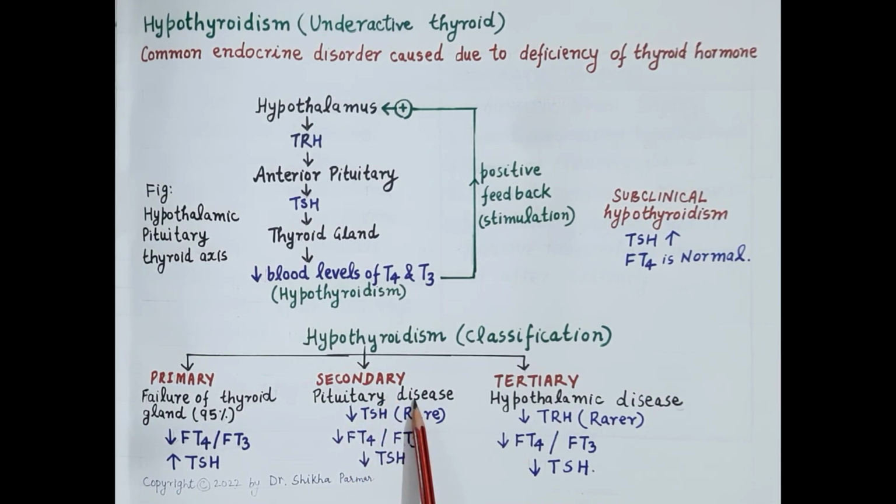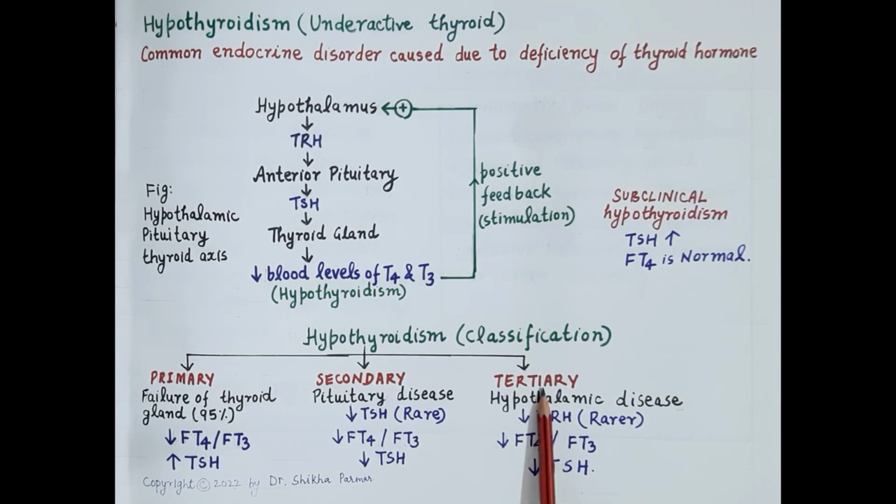So pituitary gland produces less TSH, and this causes reduced stimulation of thyroid gland, and that reduces the secretion of T4 and T3. So this is termed as secondary hypothyroidism. However, this condition is usually rare.